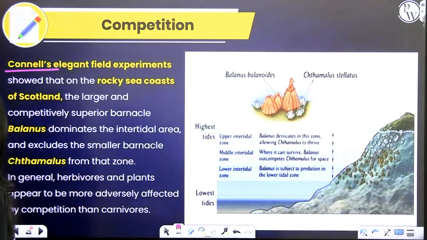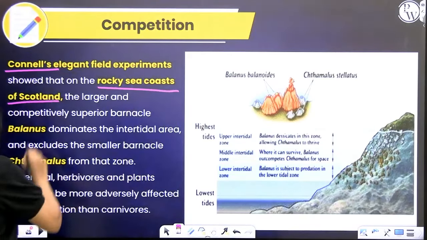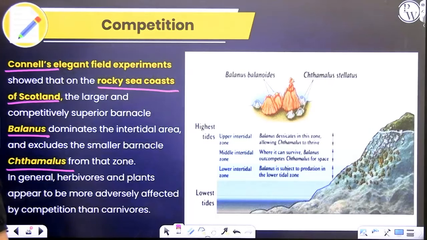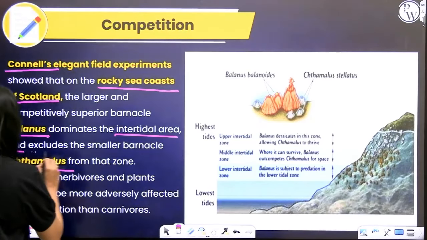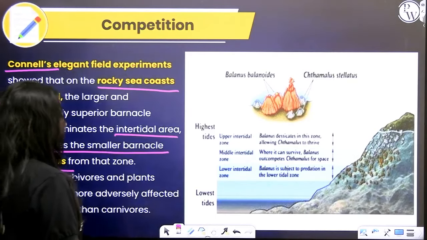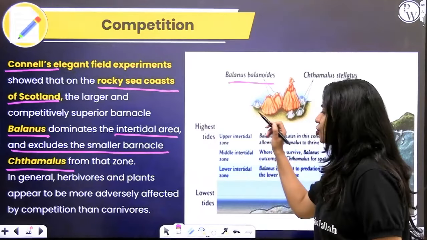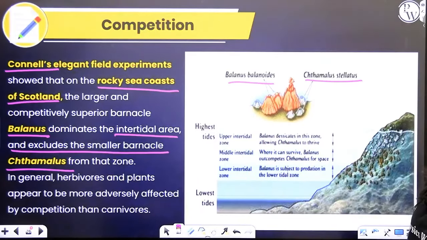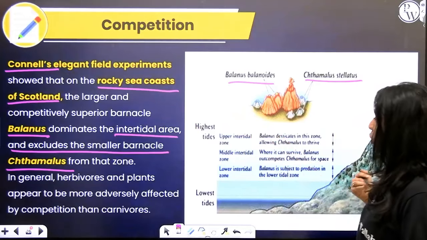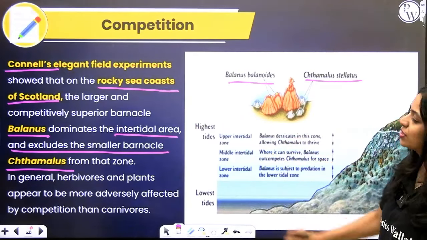Joe Connell performed experiments in the rocky sea coast of Scotland by making use of barnacles. There are two species of barnacles in this, Balanus and Chthamalus. That's how it's pronounced, but it's very difficult for me to pronounce it. Balanus is larger, Chthamalus is relatively smaller. Balanus dominates the intertidal area and excludes the smaller barnacle Chthamalus from that zone. That is an example.